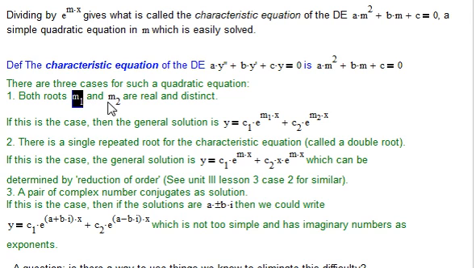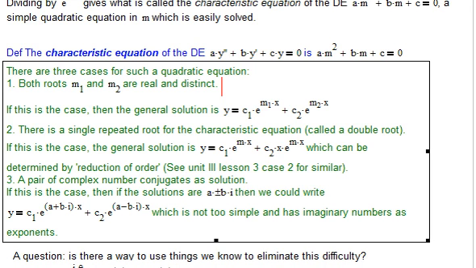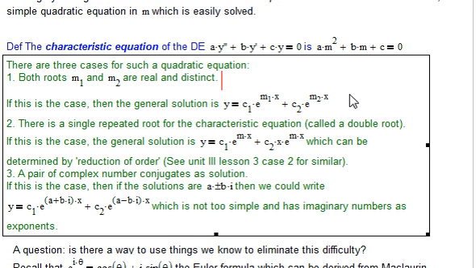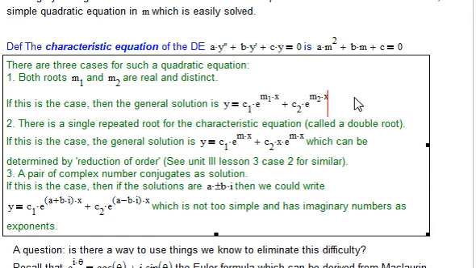So there are three cases for such a quadratic equation, as you may know from algebra. One case is that the roots are both real and distinct, and for what it's worth, I know that happens about 65% of the time. If that's the case, then our general solution is constant 1 times e to the m1 x plus constant 2 times e to the m2 x. And isn't that wonderful how that works out? I sincerely hope so. Yes, it is.